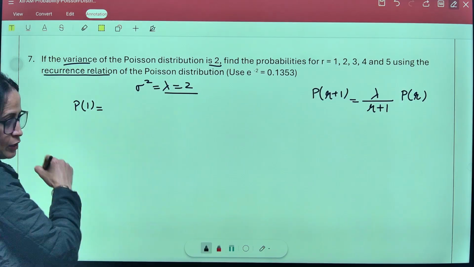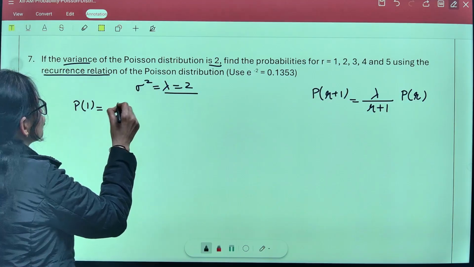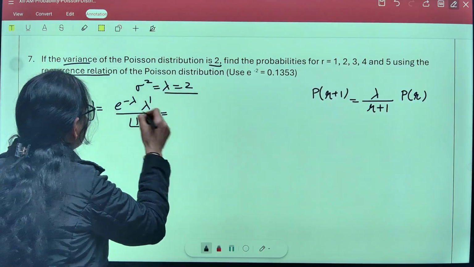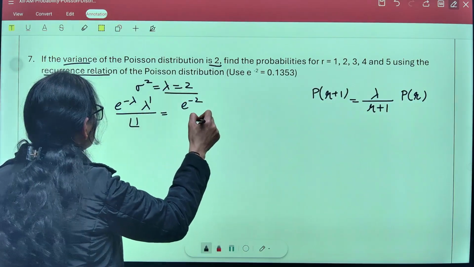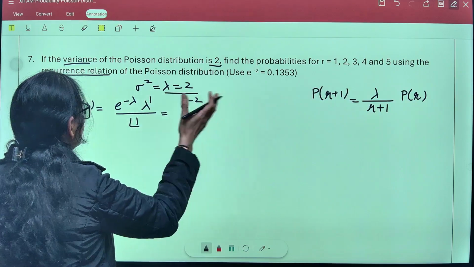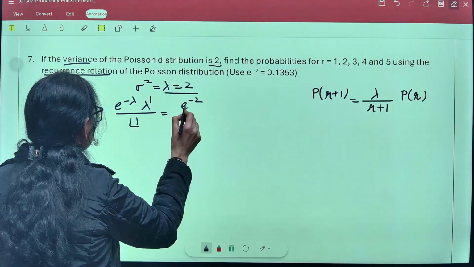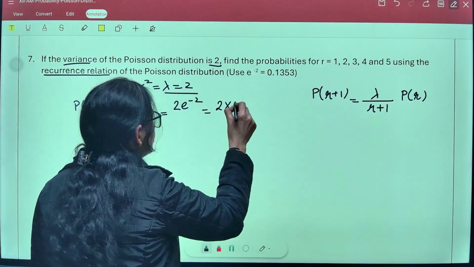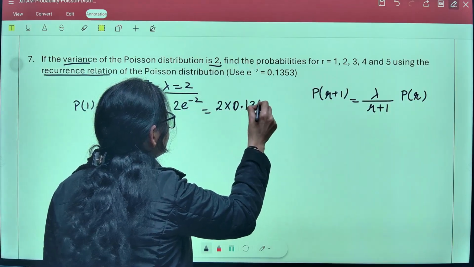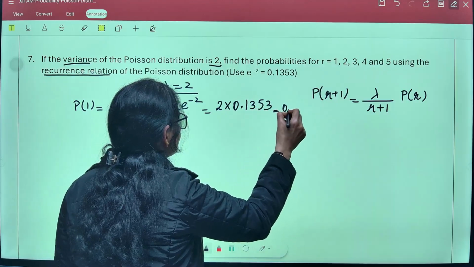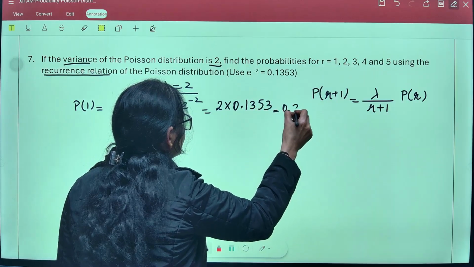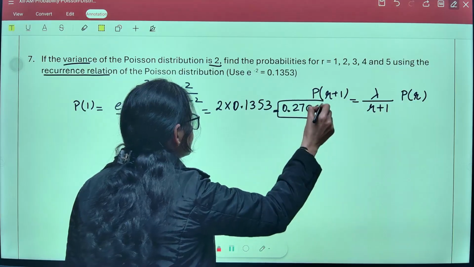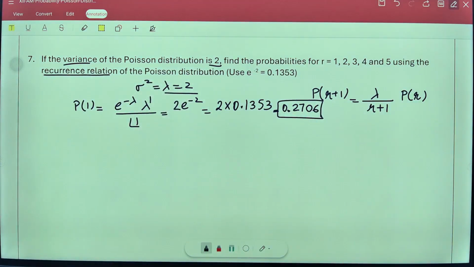So let's find P1. P1 is going to be e raised to power minus lambda, lambda to the power 1 upon 1 factorial. Lambda is 2 here, so e raised to power minus 2 into 2. So that means twice of the value given to you, 2 into 0.1353, and that comes out to be 0.2706. So this is the value of P1.